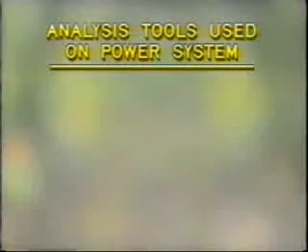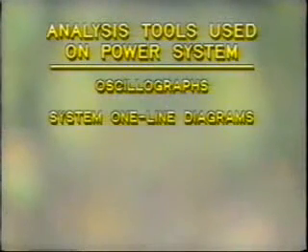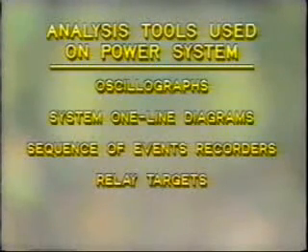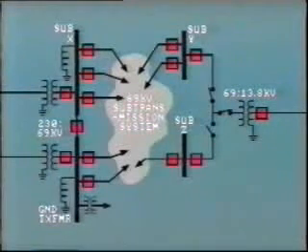In this segment, we'll be looking at the most common analysis tools which are used to investigate faults and other disturbances on the power system. These are oscillographs, system one-line diagrams, sequence of events recorders, relay targets, and DC schematic diagrams. By correlating the one-line diagram with the oscillograph traces, we can usually reconstruct what happened and consequently analyze the fault.